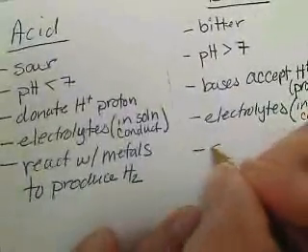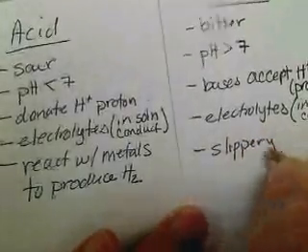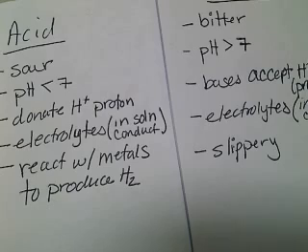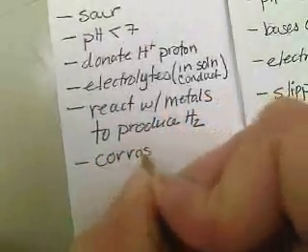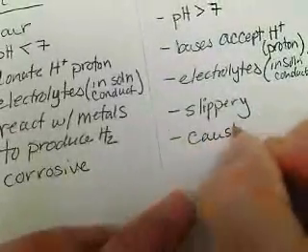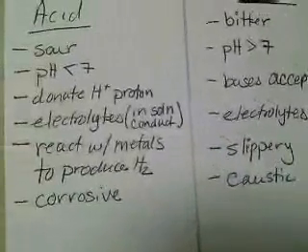Now, your bases are going to feel slippery, okay? Which should make sense, because how do your hands feel when you put some soap on them? Don't they usually feel a little bit slippery? So that's definitely a property of your bases. And then the last thing, the word you want to use for acids is that they are corrosive. And your bases are going to be what we call caustic, okay? And all of these will also cause chemical burns on your skin.